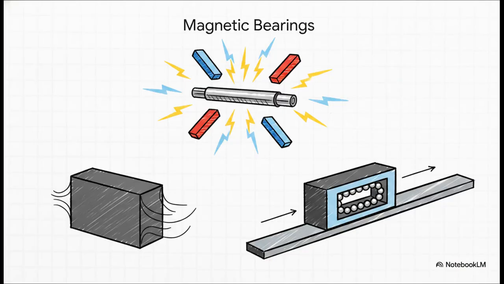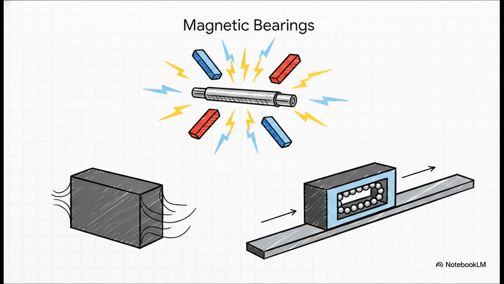Let's do a really quick tour of the weird and wonderful. Magnetic bearings use electromagnetic force to suspend the shaft. Zero contact, zero wear, zero lubrication, absolutely perfect for clean rooms like semiconductor fabs. The severe trade-off, though, if the power fails, the magnetic field dies and that shaft drops immediately.